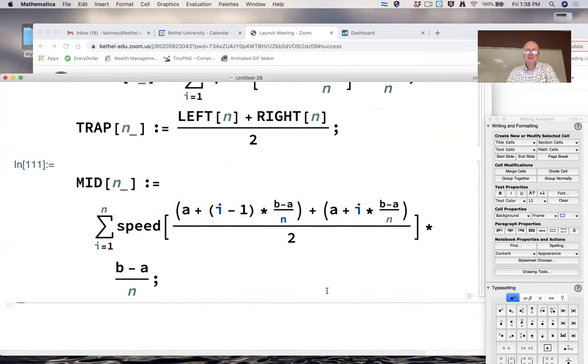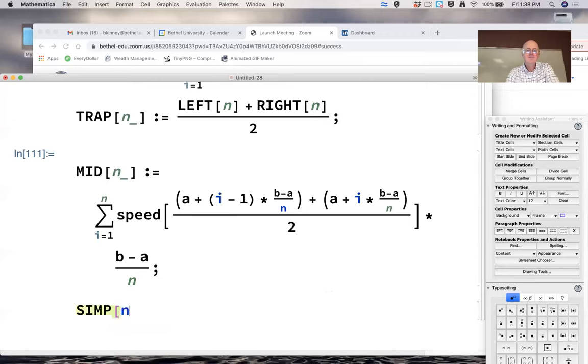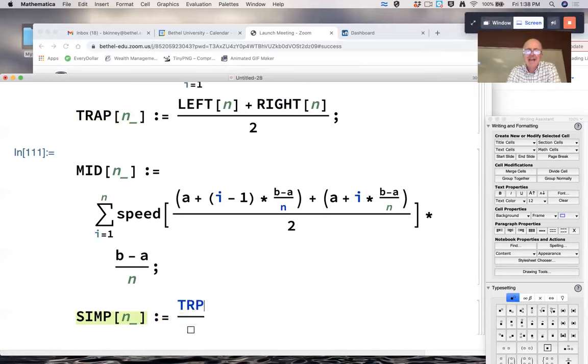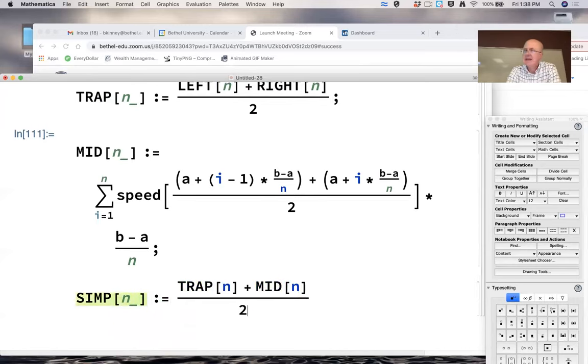And then finally, Simpson's rule. Well, the trapezoid rule was an average of the left and right. Simpson's rule is an average of mid and trap. However, it's not any old average. I don't take trap plus mid and divide by 2. Instead, I take trap plus 2 mid and divide by 3. What? That's called a weighted average.